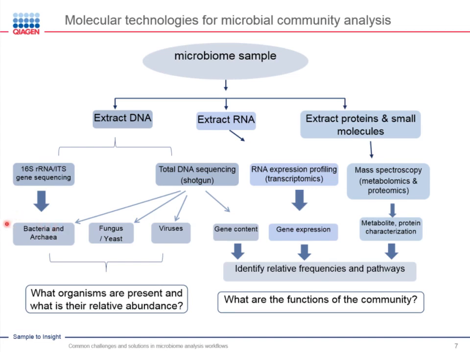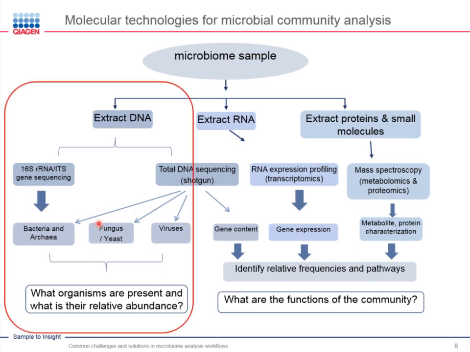16S sequencing will give you answers about the bacteria and the archaea in your sample. You could combine 16S sequencing, for example, with ITS, and by doing ITS sequencing, you would also get fungal and yeast strains in your sample. But during my talk, I will focus on 16S sequencing in contrast to the DNA shotgun sequencing approach, because this is the most common approach at the moment. For example, when we look at the Earth Microbiome Project, with this specific protocol, more than 2,000 publications were made in the last years.